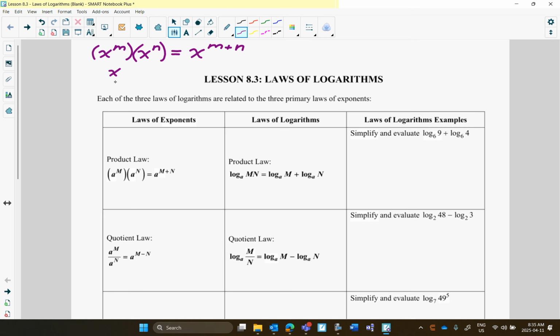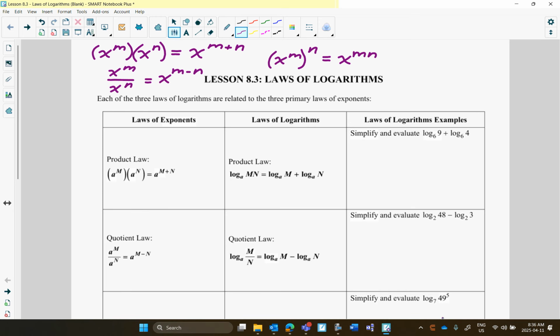If I divide two powers with the same base, I subtract the exponents. And finally, if I take a power and raise it to another power, that's the same as multiplying the exponents. So there are three primary exponent laws. And since exponents and logs are related, there's actually three log laws that are very similar to this.